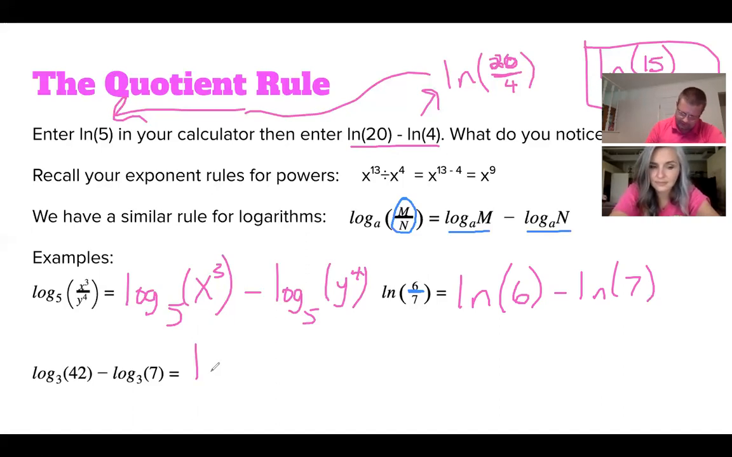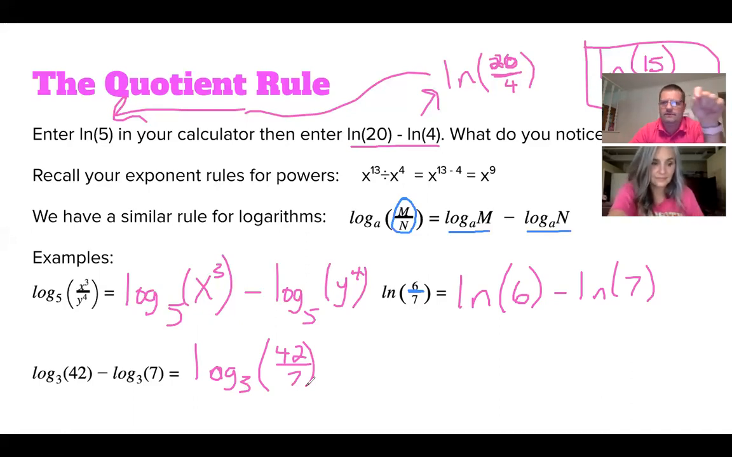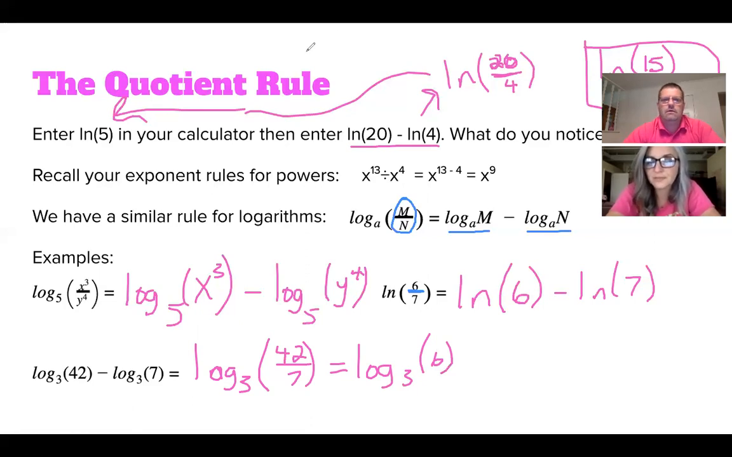I'm sorry, we're now doing log base 3, so it's log base 3 of 42 divided by 7. And like when I did it with x's and y's in the previous problem, I couldn't simplify it using any algebra or numerical method. But if you can, I would enjoy it. 42 divided by 7, last time we checked, is 6. So it would be log 3 of 6. Okay? I think that's beautiful. Groovy, great.